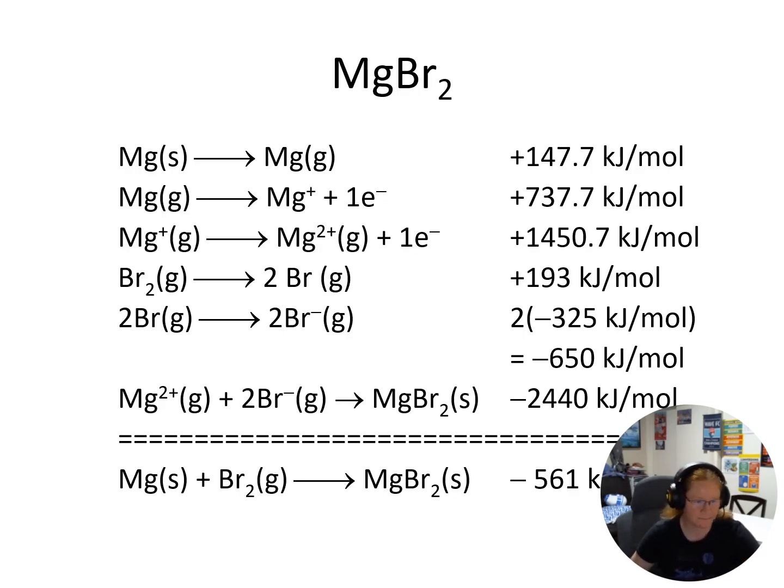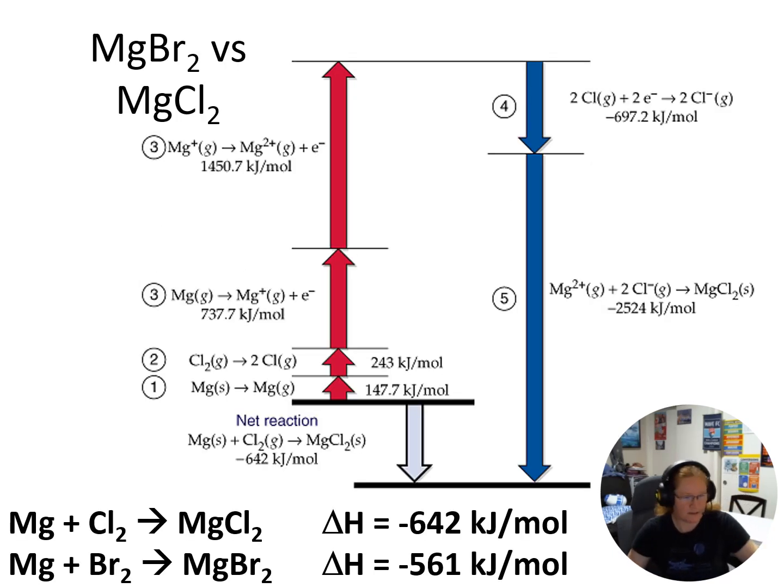We did okay. Now, when I look at something like magnesium bromide versus magnesium chloride, we're still going to get the same charges. So here's the magnesium chloride. This is 2524, okay, for the lattice energy. And then the delta H of formation here is negative 642, whereas we just calculated the negative 561 for the magnesium bromide.